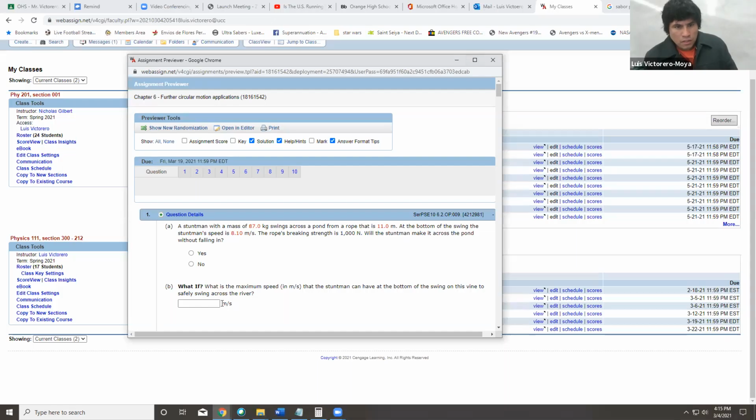Good afternoon, guys. This is the tutorial for Chapter 6, Further Circular Motion Applications, Centripetal and Tangential Forces.